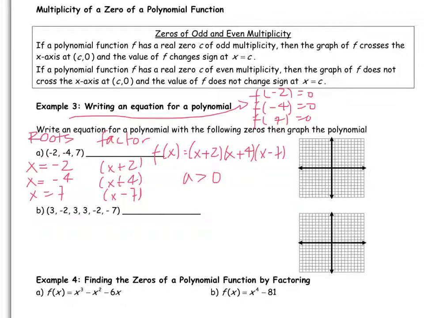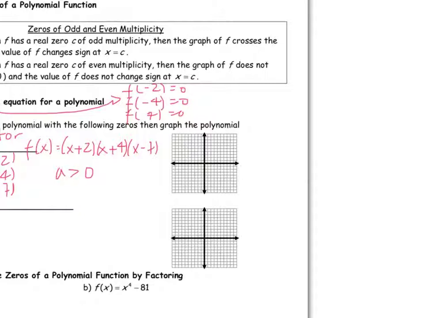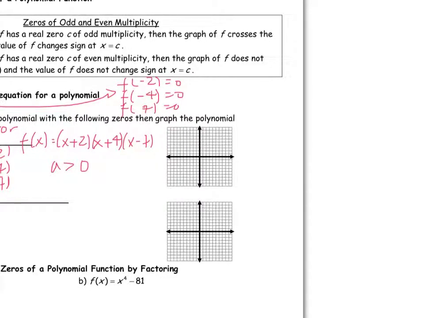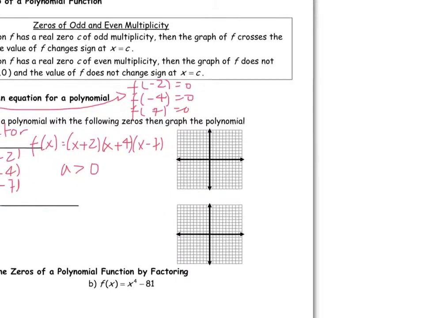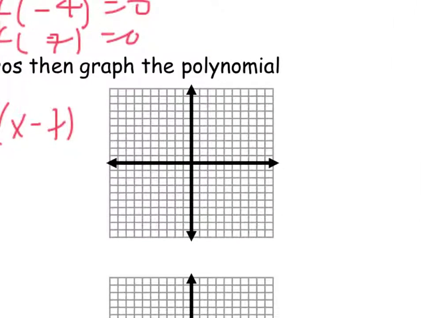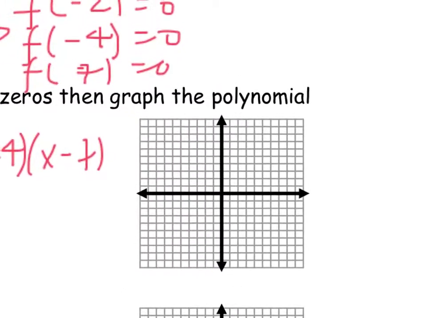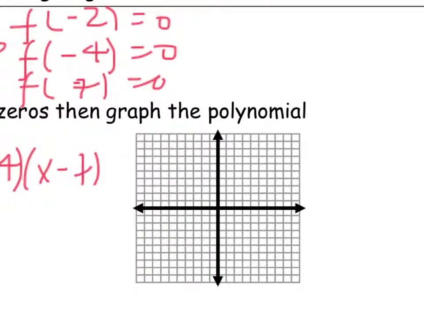Okay, so I'm going to graph what this looks like. Hopefully it should zoom in. I don't know why it's not zooming in. There it goes. Okay. So I'm going to have roots at negative 2, at negative 4, and at 7. 1, 2, 3, 4, 5, 6, 7. Because a was greater than 0, it was positive.